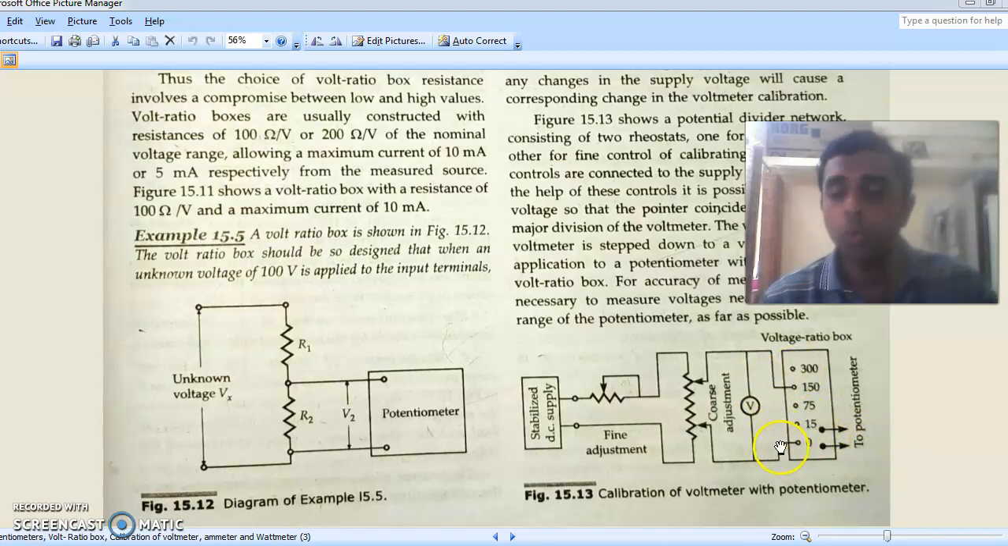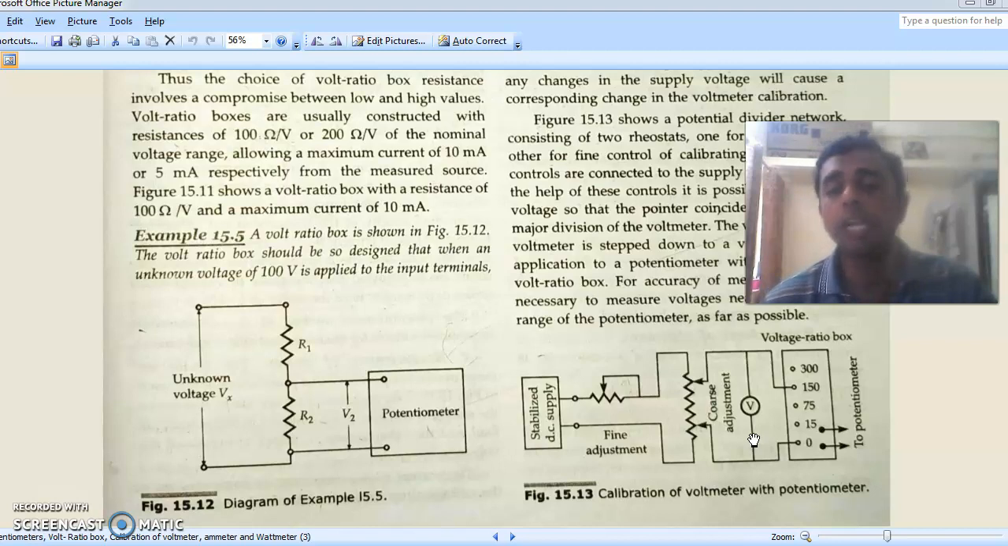That voltage is converted to the actual voltage by some multiplying factor. That is the actual or true value of the voltage, and that true value is compared with the reading of the voltmeter. We take as many readings as we want, and we plot a graph of the true value against the voltmeter reading, so that we get a calibration curve of this voltmeter. This calibration curve will help us to know the accuracy of the voltmeter for various readings.